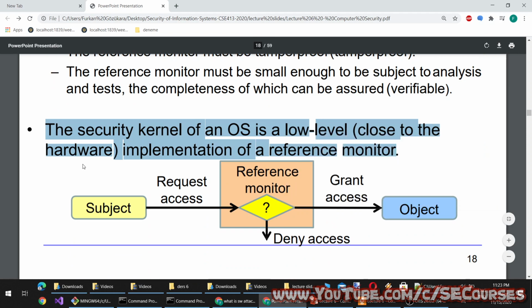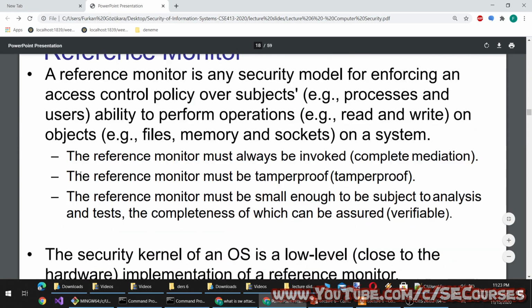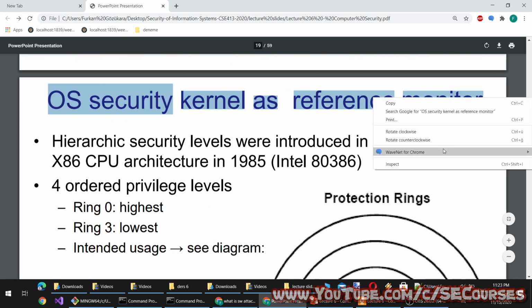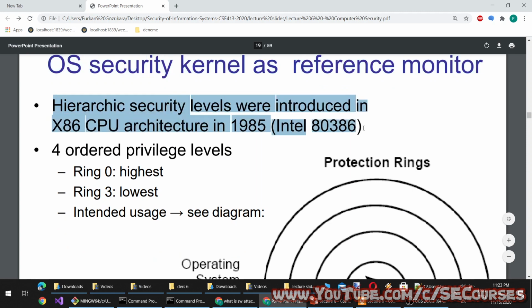The security kernel of an OS is a low-level, close to the hardware, implementation of a reference monitor. Okay, so there is a subject request for access. The reference monitor checks and it denies or grants access to the object. OS security kernel as reference monitor.